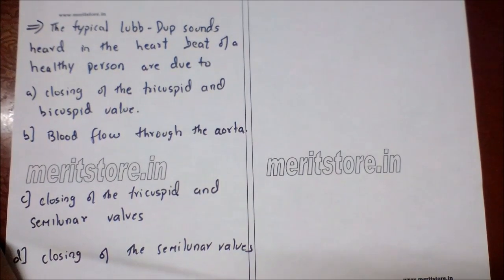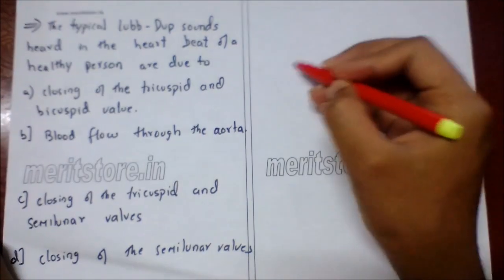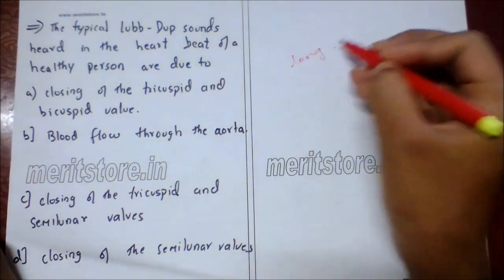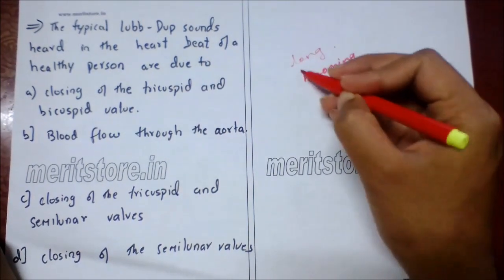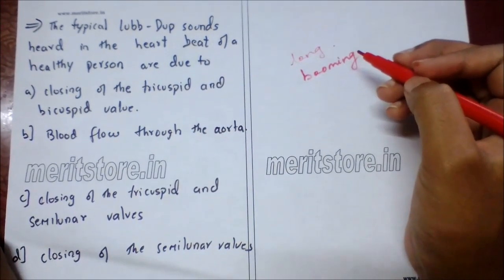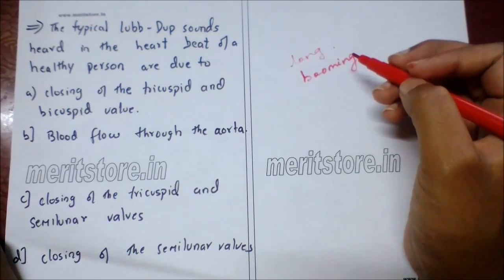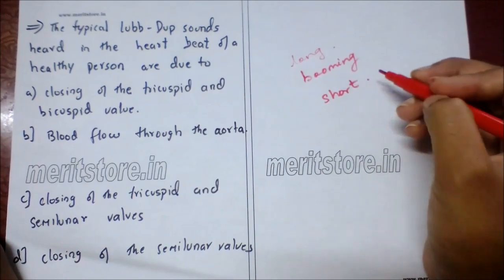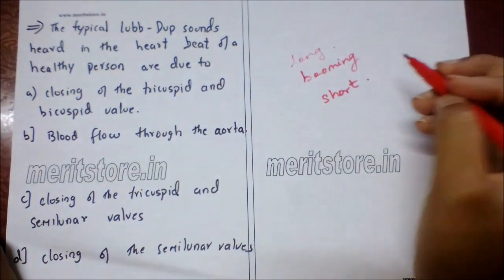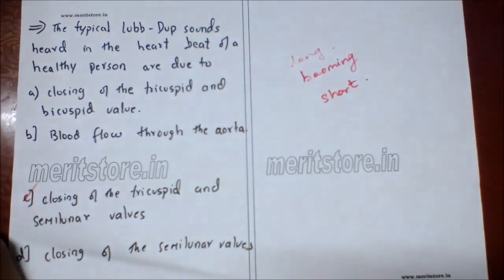So the first sound, that is lub, is a long and booming sound related to the closure of the tricuspid valve, and the second is dub, which is short, due to closure of semilunar valves. So option C is the correct answer.